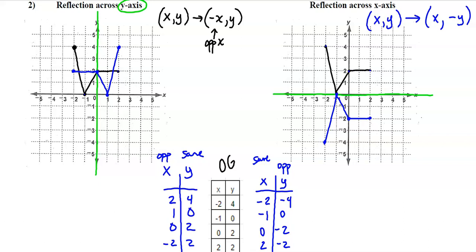All right? So a way to kind of remember that is just whenever you reflect, whatever axis you reflect across, that value stays the same, and the other one becomes opposite.